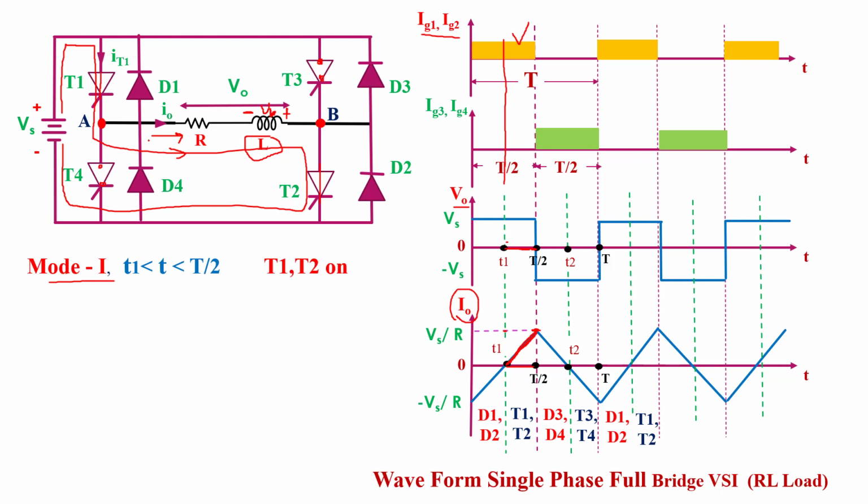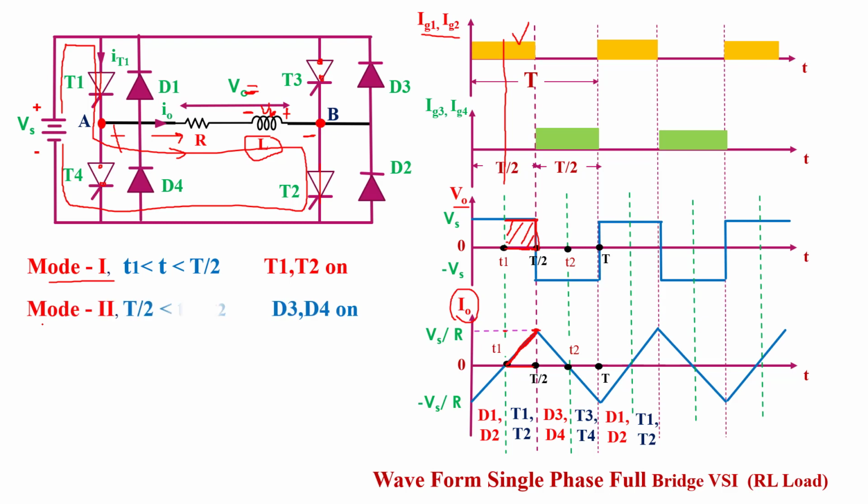Now what about the output voltage? Current flows from the A toward the B terminal, and we know that current always flows from positive toward negative. So A is positive with respect to B this time, so the voltage is also positive. And how much voltage will be produced at the output side? The total supply voltage Vs will appear across the load side. So here we see that in the time interval T1 to T by 2, the supply voltage Vs will appear across the load side. So this is the output voltage waveform.